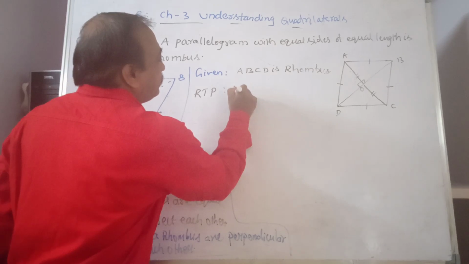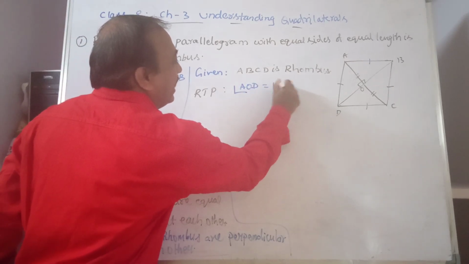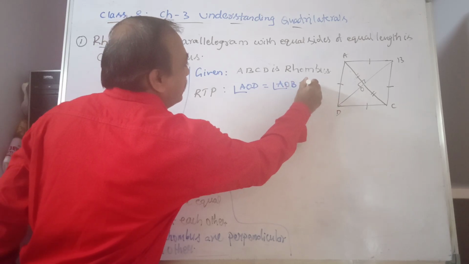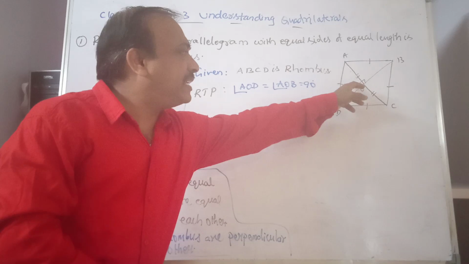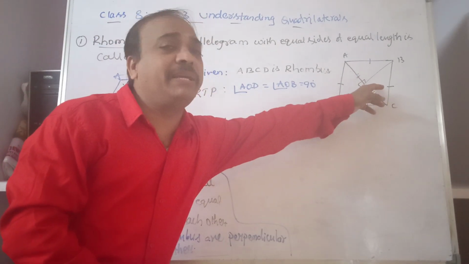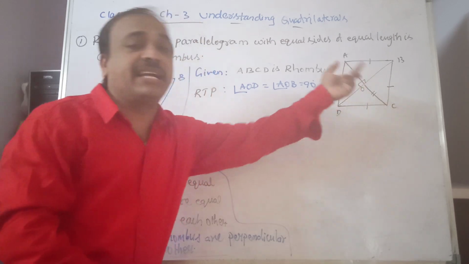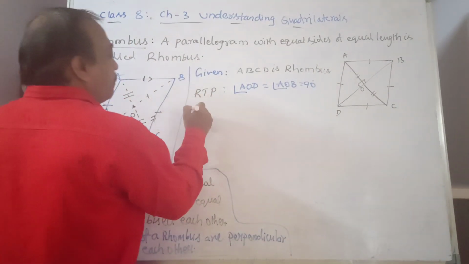That is, angle AOD equals angle AOB equals 90 degrees. If this is 90 degrees, this also will be 90 by linear pair, or else by vertically opposite angles. We can take anything. Now, how to prove? So, proof.